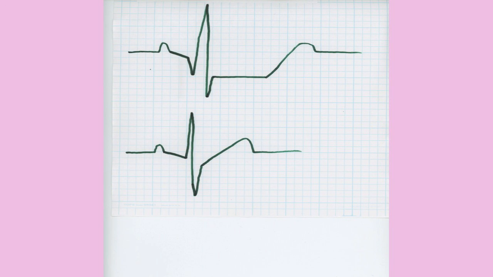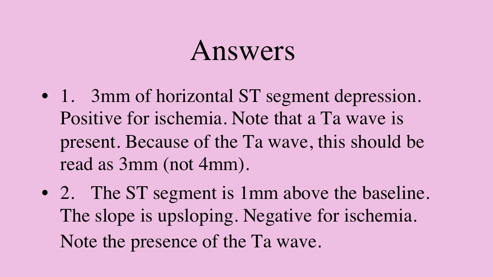It's actually right at the baseline, but the TA wave line is 1 millimeter below the baseline, so you're actually over by 1 millimeter. You can be a little bit above like that, so that's normal also. So I would read that one as being 1 millimeter above the baseline. The slope is upsloping. This is negative for ischemia. And again, note the presence of the TA wave on there as you're looking at that. So that's the reading of the electrocardiogram for ST segment depression.